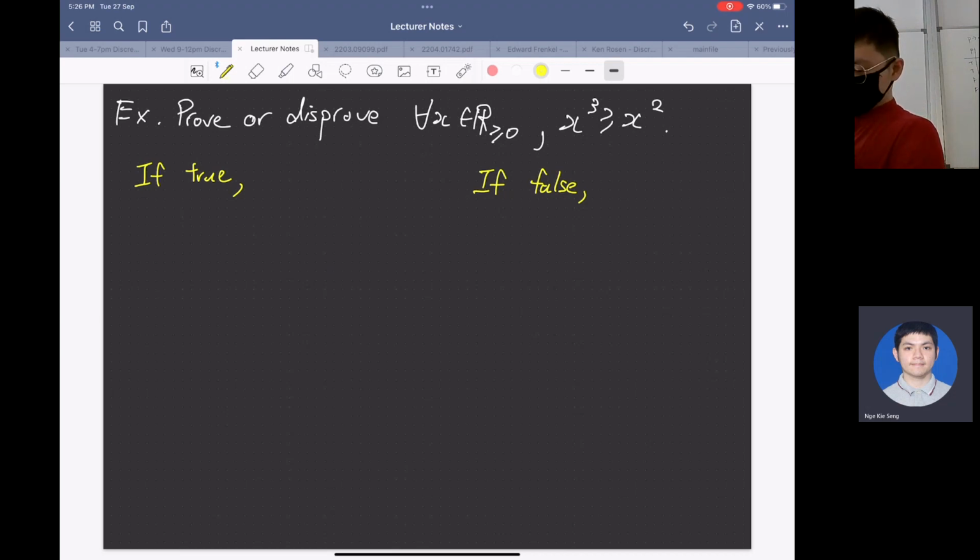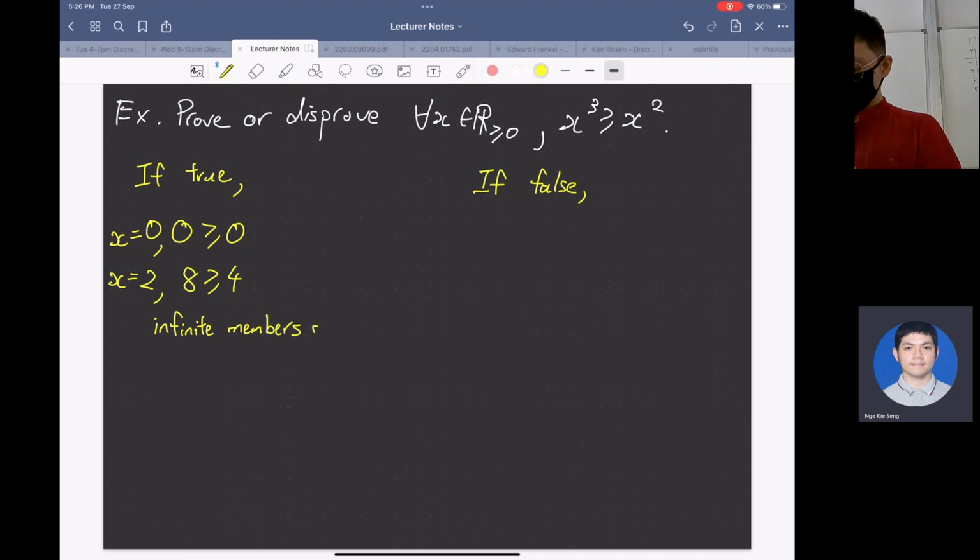Okay, let's come back. If I want to show that it's true, then I have to try every number, right? Let's say I put 0. 0 is greater than or equal to 0, works. Maybe let's try x equal to 2. 2 cubed is 8, and 8 is greater than 4. Still true. Maybe true, but I don't know. The real numbers have infinitely many members, so I have to check every one. Seems hard, right? Maybe I will come back later.